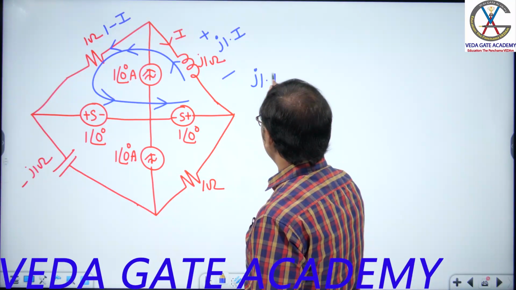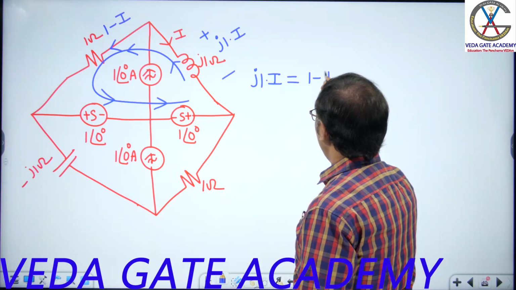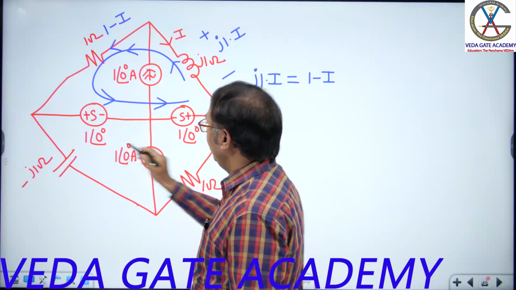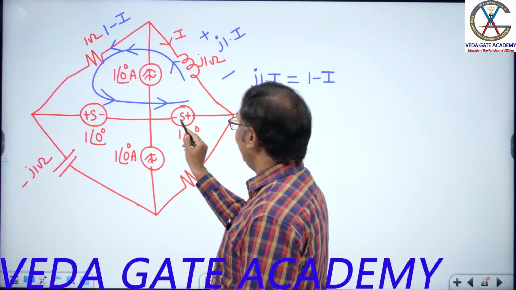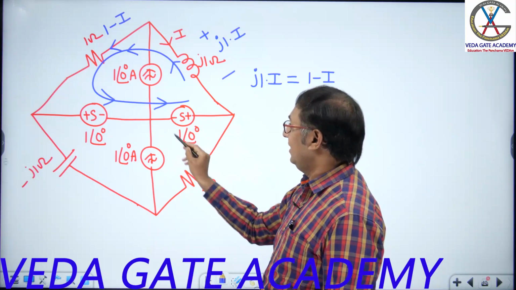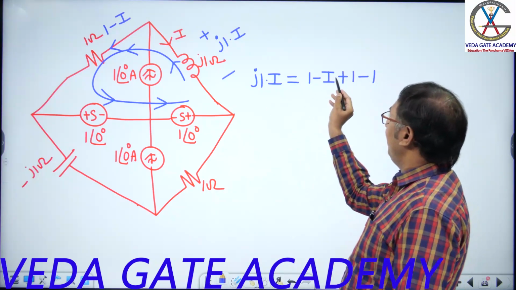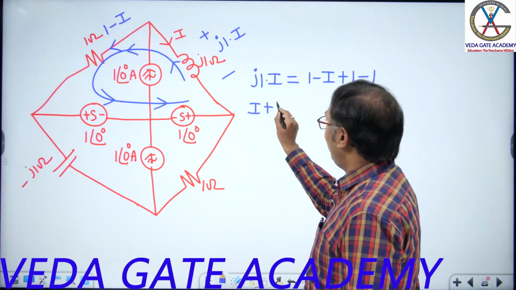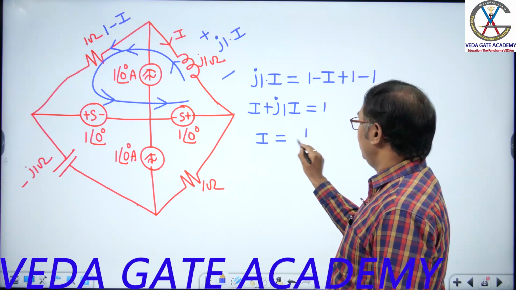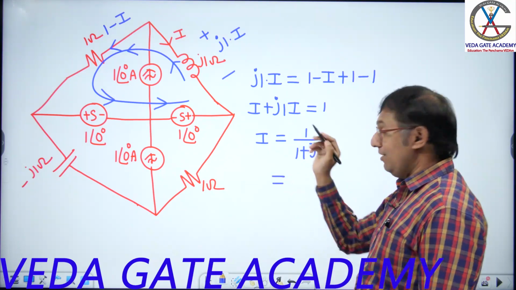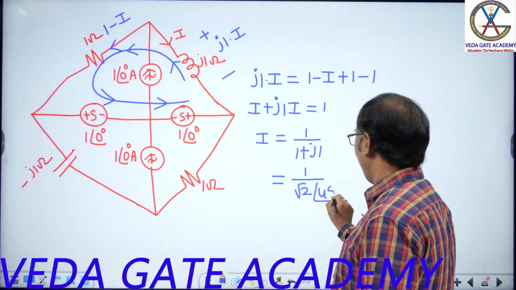j1 into I equals, started positive, go to negative, following KVL sign convention, 1 minus I, plus 1 minus 1. Entering at positive, plus 1; entering at minus, minus 1. So plus 1, minus 1. Here, what can I write? Minus I going to the other side: I plus j1 I equals 1. Take I as common: I equals 1 by (1 plus j1). What do you get? 1 by root 2 at an angle minus 45 degrees.